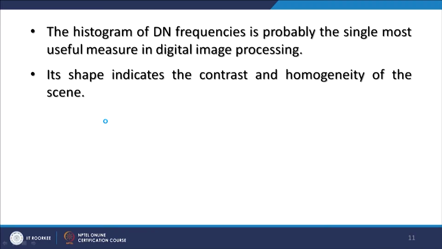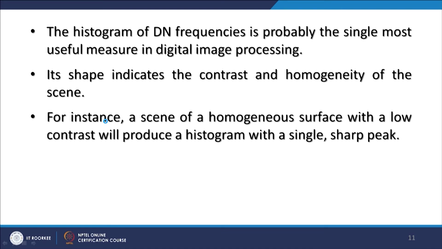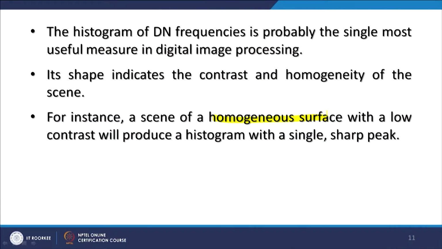So, one can also plot like this and try to understand the distribution of pixel values through this PDF also. The shape indicates the contrast and homogeneity of the scene. That is important because homogeneity is useful not only in image enhancement, but also in image compression purposes.